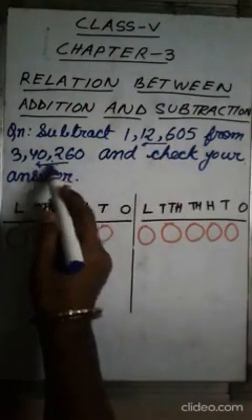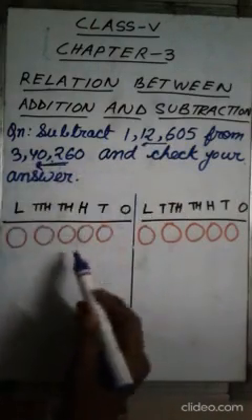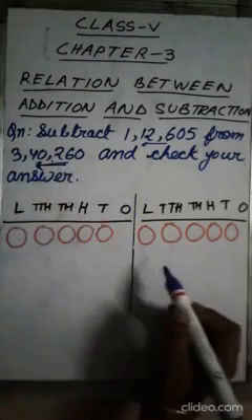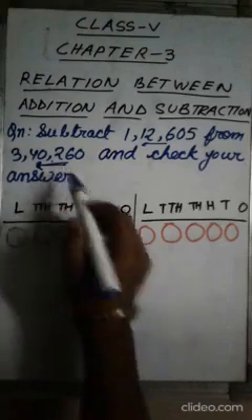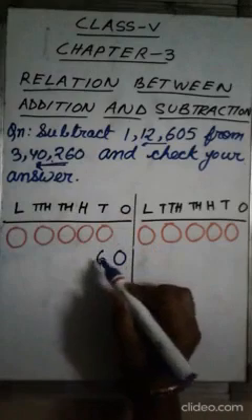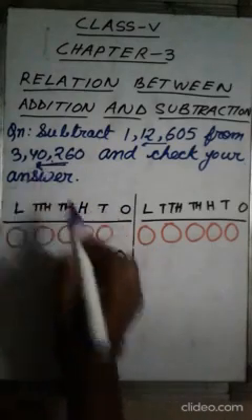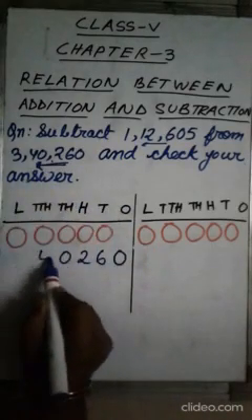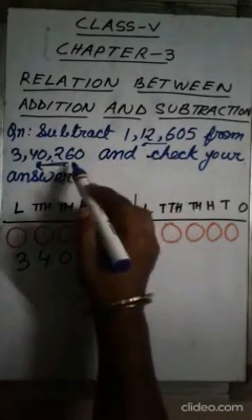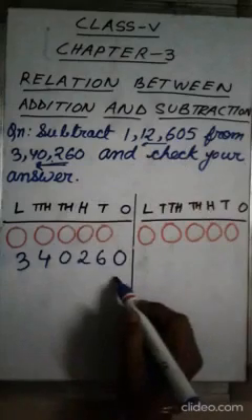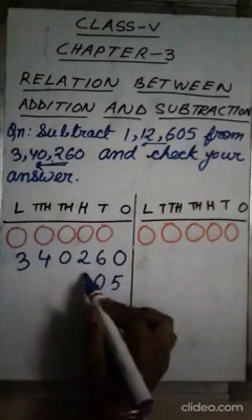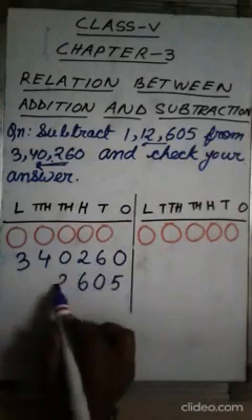Putting the numbers in the place value chart, I am writing this number in the place value chart from the back side. So it is 0, 6, 2, 0, 4, 3. This number I have to subtract from this. So writing this number here, 506, 211.